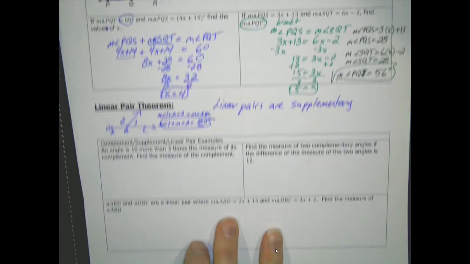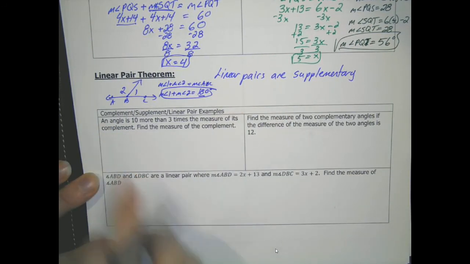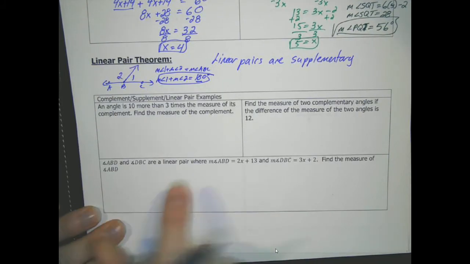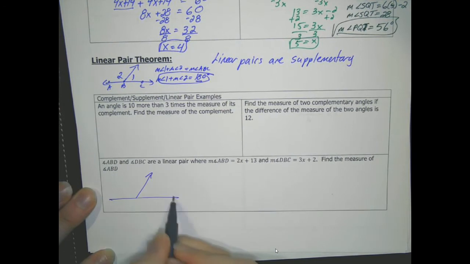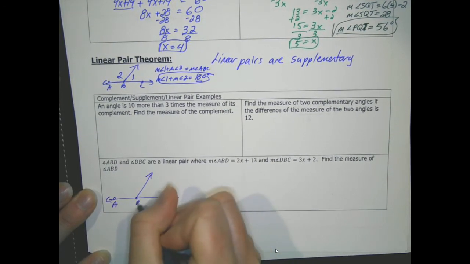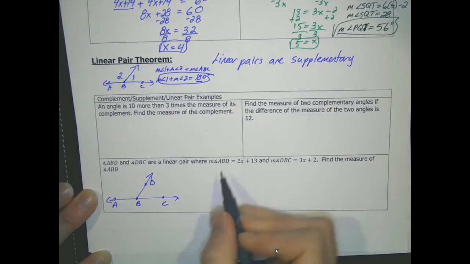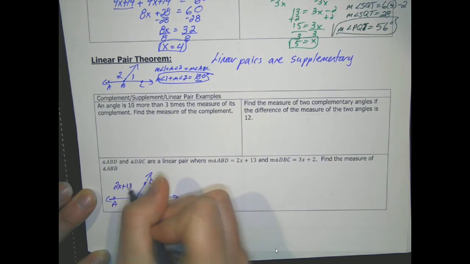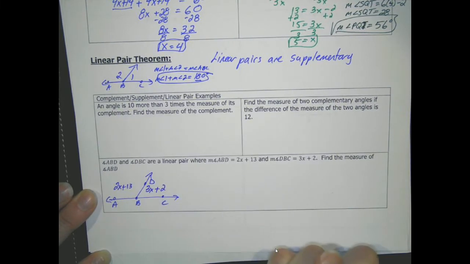Okay. So now we're going to do a few problems. I'll actually start with this bottom one. ABC and DBC are a linear pair. Okay, so we'll just do a nice little diagram. So A, B, D, and DBC are a linear pair. ABD is equal to 2x plus 13. DBC is equal to 3x plus 2.